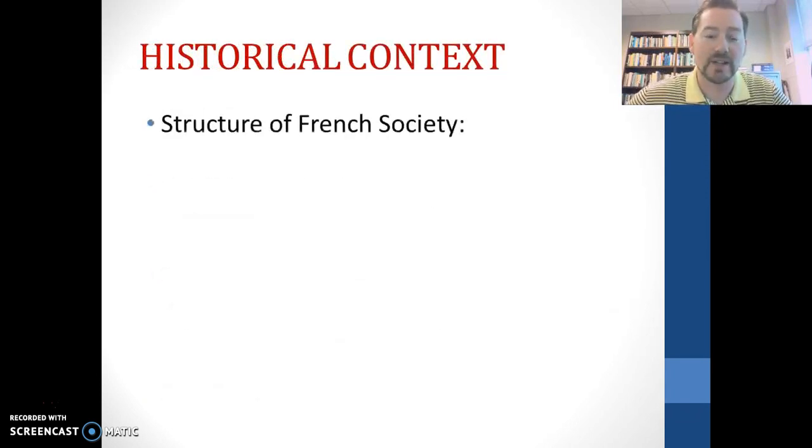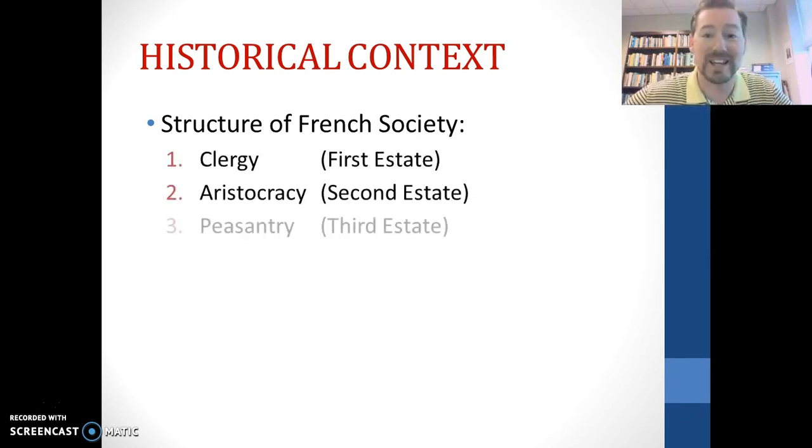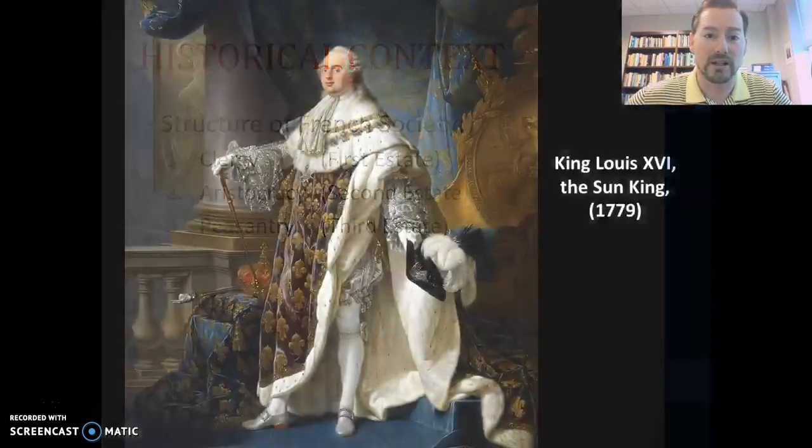Brief context. If you need to know how French society was structured leading up to the French Revolution, there are three different estates. The clergy is the first estate, then the aristocracy or nobility is the second estate, and then the peasantry is the third estate. So there were no classes necessarily. We call these estates.